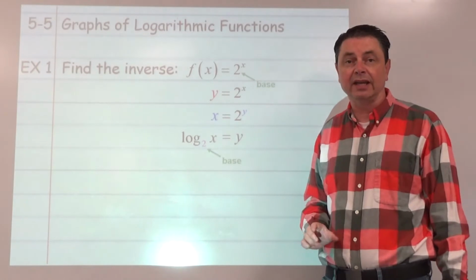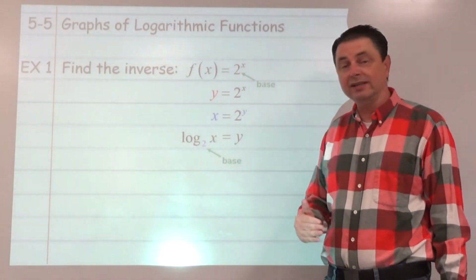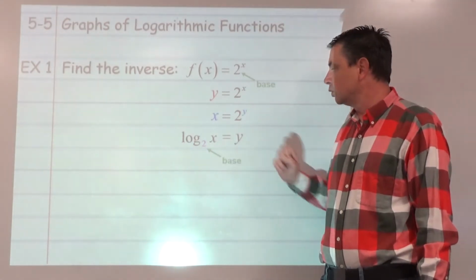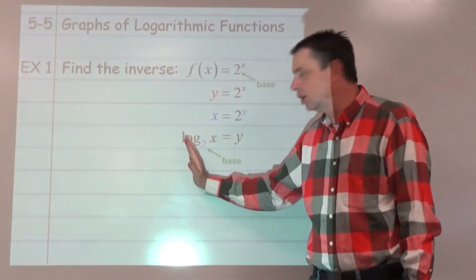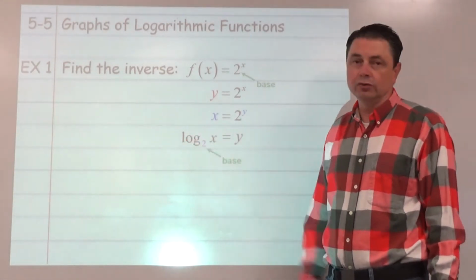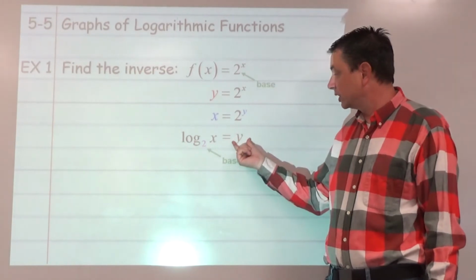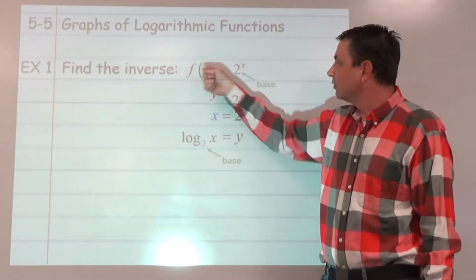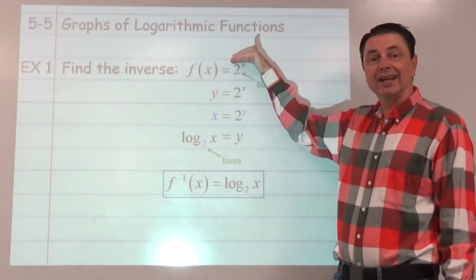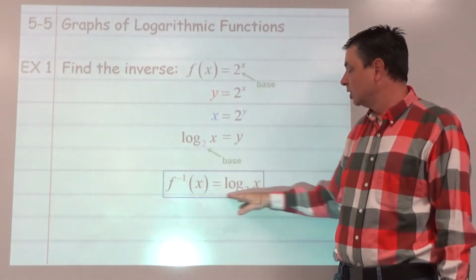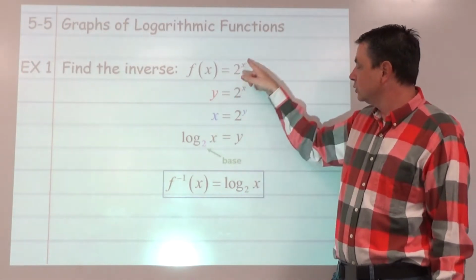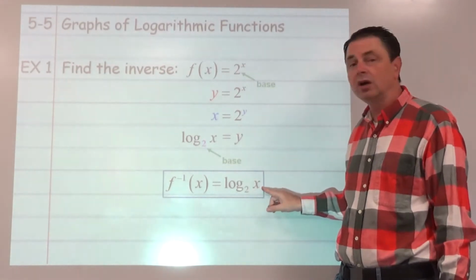And that is how we say it: log base 2 of x is equal to y. So the 2 moved over and became the base of the logarithm. Then we just rewrite this back as f inverse of x. So that's the inverse of an exponential function. It's a logarithmic function. Notice that the bases are the same: 2 to the x, log base 2 of x.